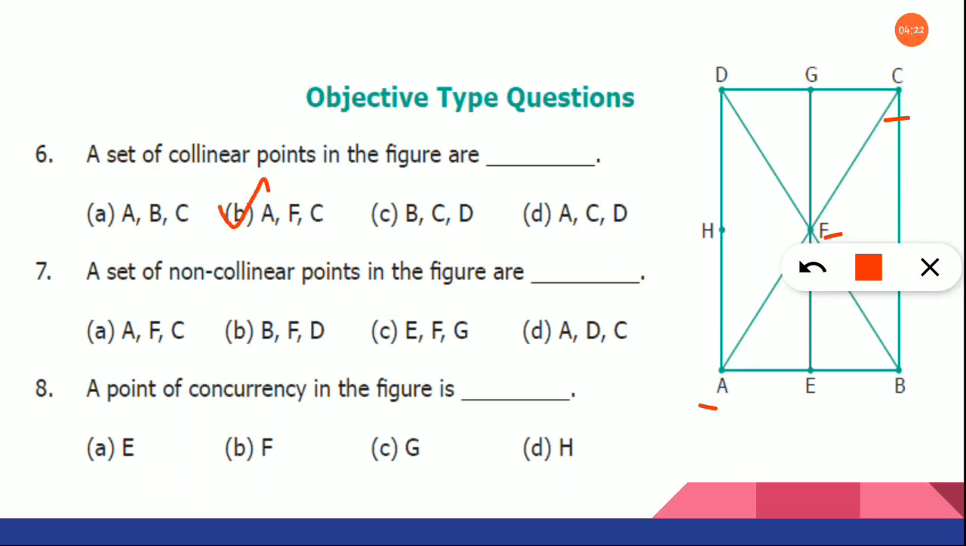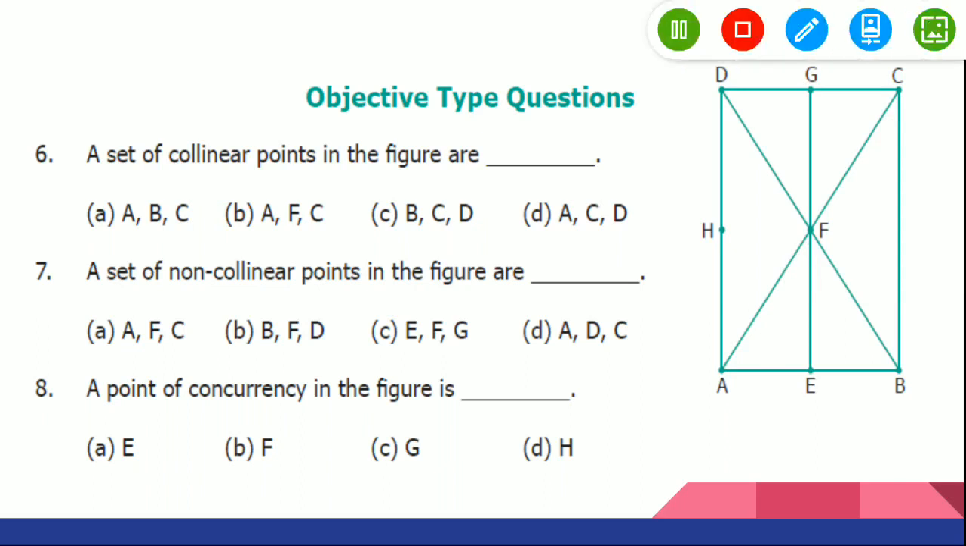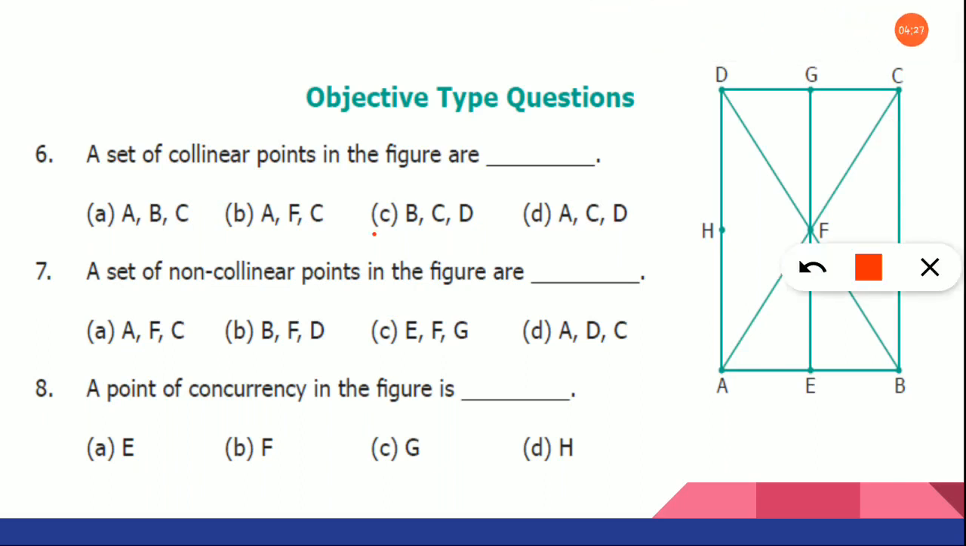Let us check C and D also. Okay. Now B, C, D. B is here, C and D is here. Are they collinear? No. A, C and D. This is also not collinear. Okay, so the answer is option B.